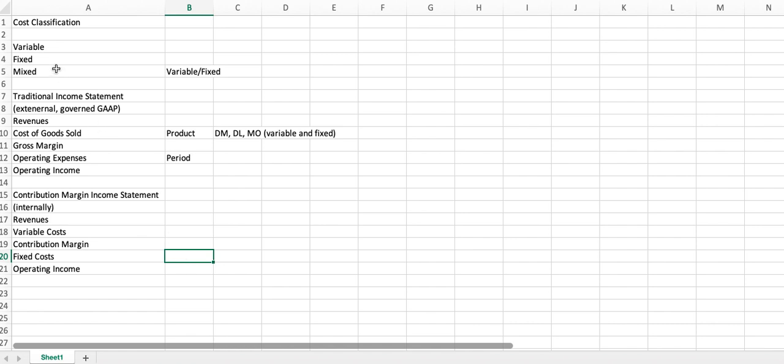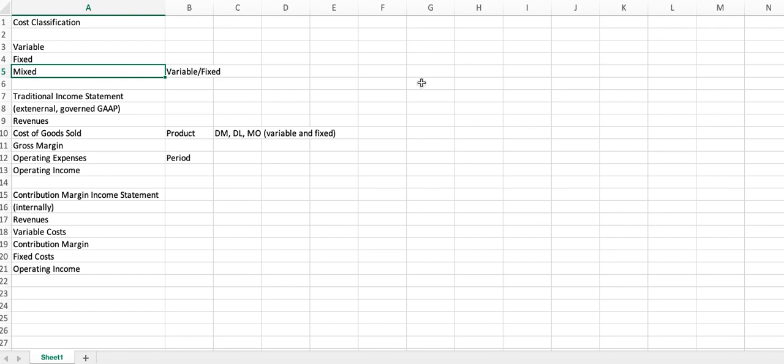So the mixed cost is where we get into, okay, if we have a cost and it's part fixed, part variable, how do we determine how much is fixed and how much is variable? There's a method we use called the high-low method, and the high-low method will help you separate those mixed costs. But for now, we're just looking at cost classification and how we use those in managerial accounting.